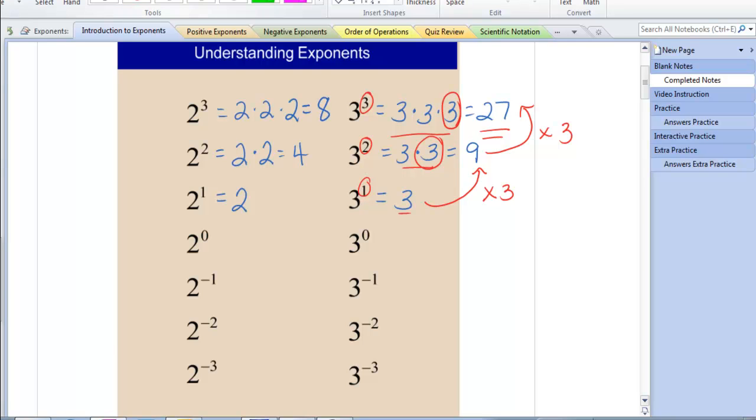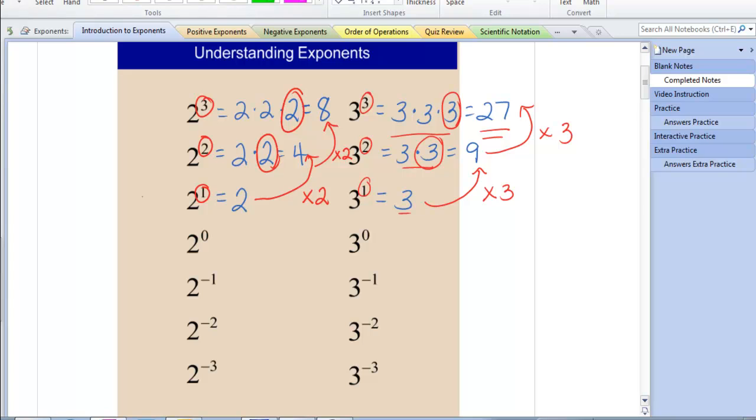Now let's see if we recognize the same pattern here that we saw with our 3's. So every time our exponent increased by 1, what should be happening with our base of 2? Every time it increases by 1, we should be multiplying by an additional base of 2. And we see this is the case with our base of 2, just like it was the case with the base of 3. So this pattern works regardless of our base.